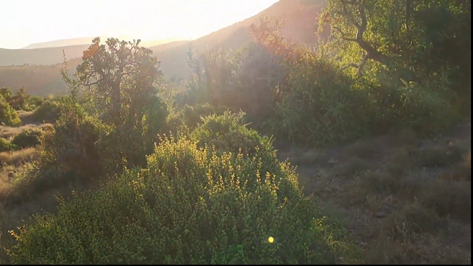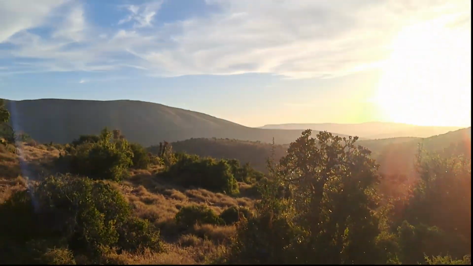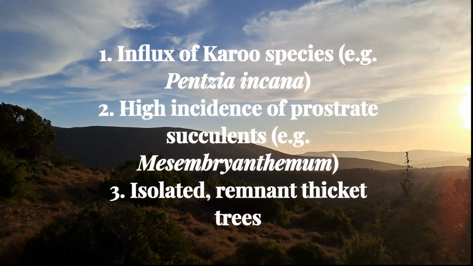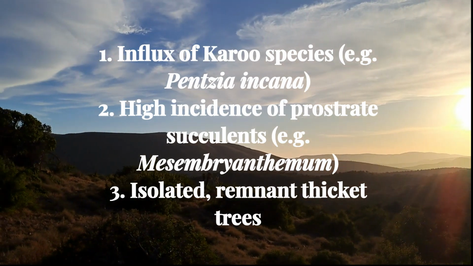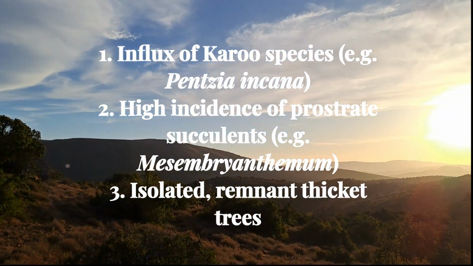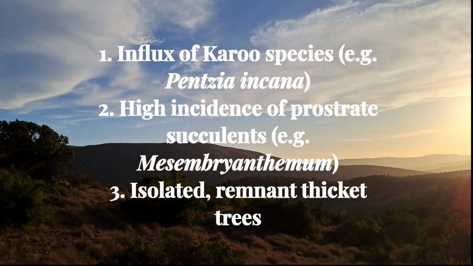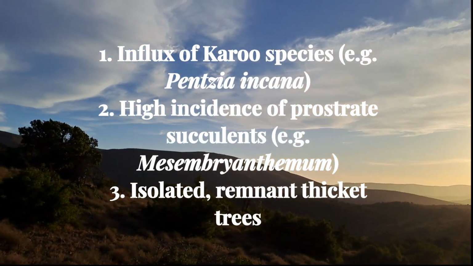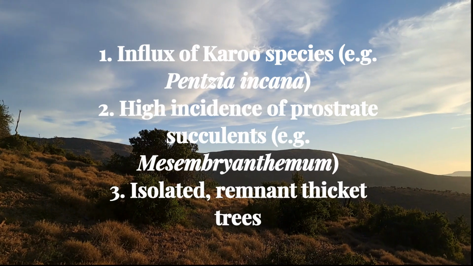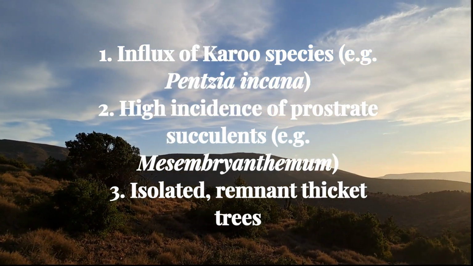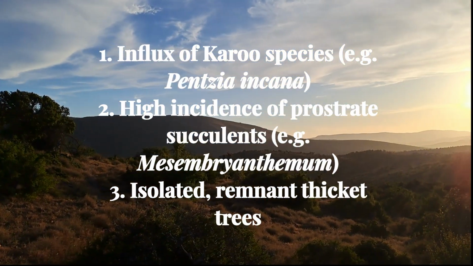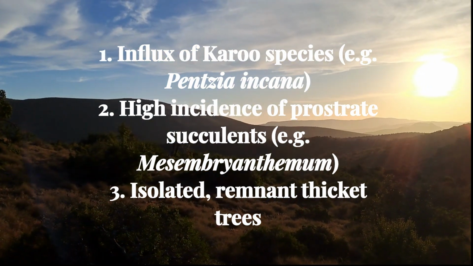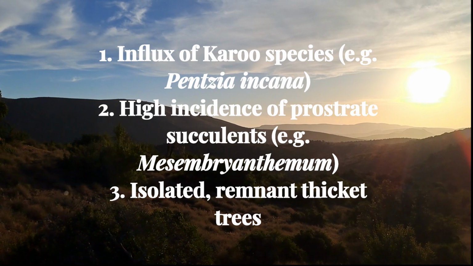So yeah, that's the three characteristics of, I guess, degraded thicket. Structural characteristics: the proliferation of karroid shrubs, mostly Pentzia incana, the proliferation of prostrate succulent annual plants like Aizoon and Mesembryanthemum, and the presence of these remnant isolated umbrella-shaped trees. And I think I'll end off that video here as we look at the sunset over the Sneeuberg Mountains.